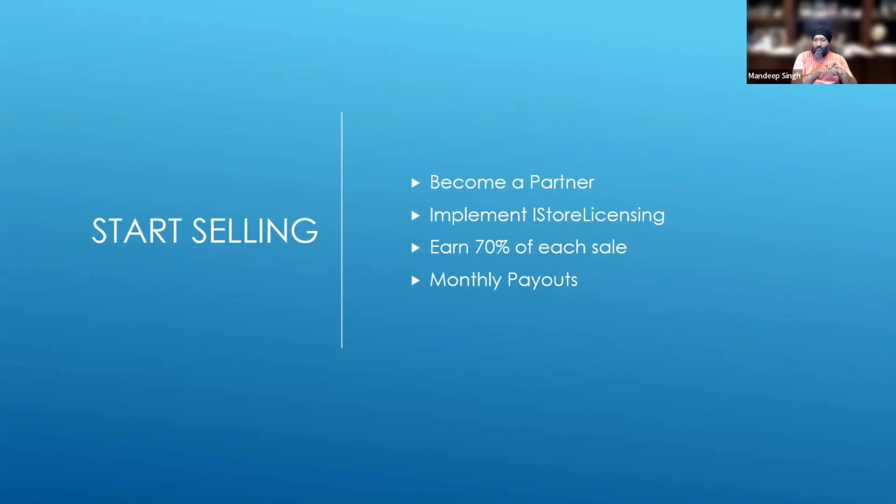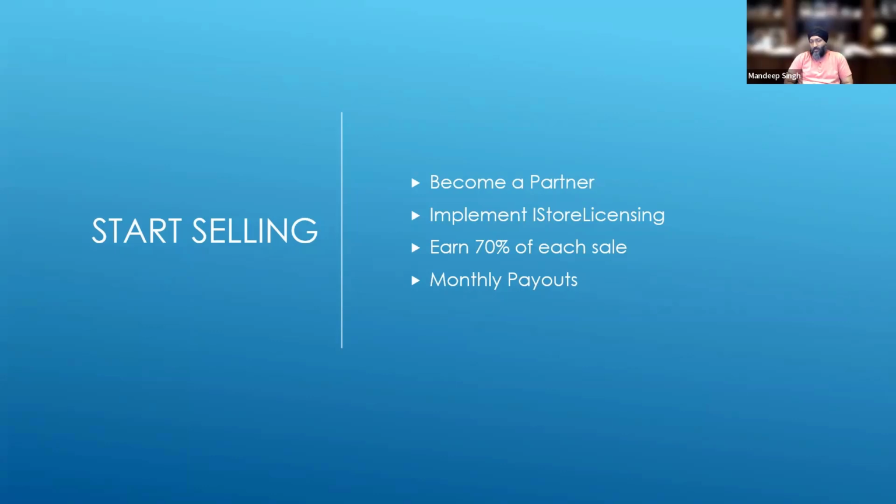The first step to selling, whether open source or commercially, is to become a partner. And that's again free. You just go on our site and apply to become a partner. When you do, you choose the option that you're interested in selling on the store. At that point, our team will provide you with the exact technical documentation you need to implement our store licensing.